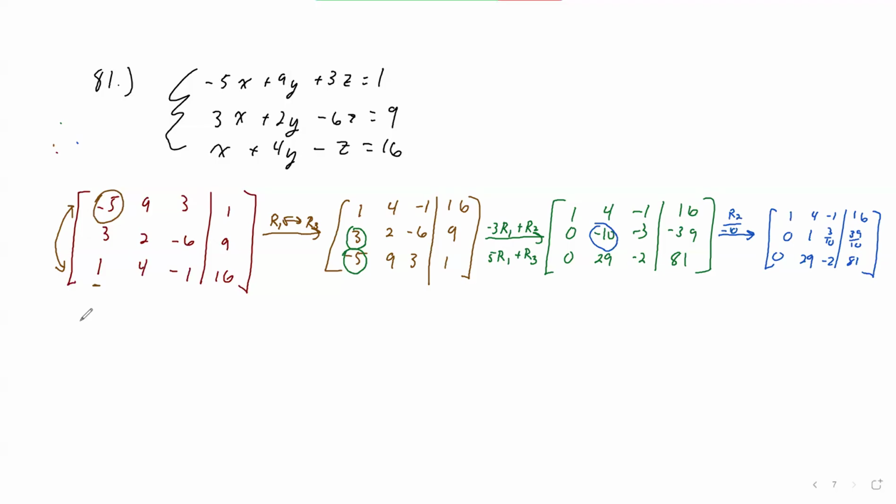Because now I can make this guy become a 0, by taking the opposite of the number and multiplying it to row 2. So that's going to be -29 times row 2 plus row 3.